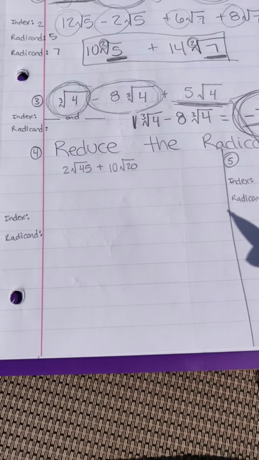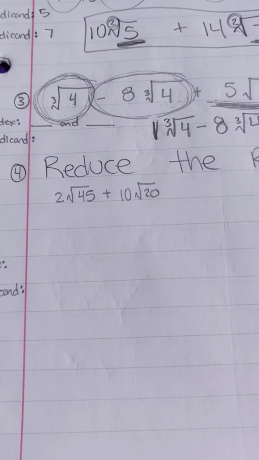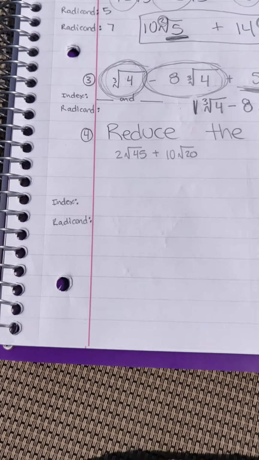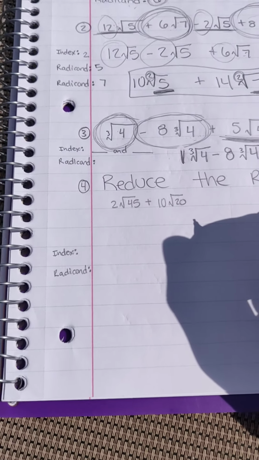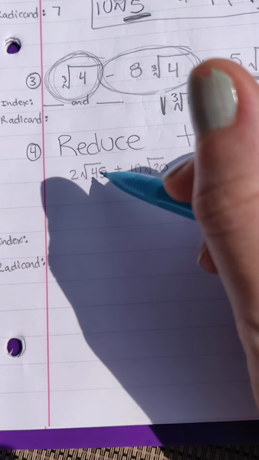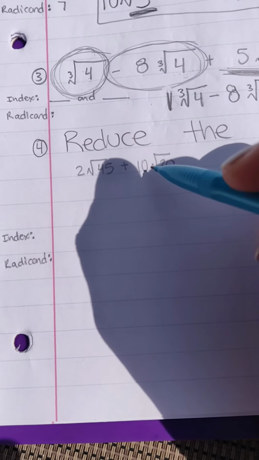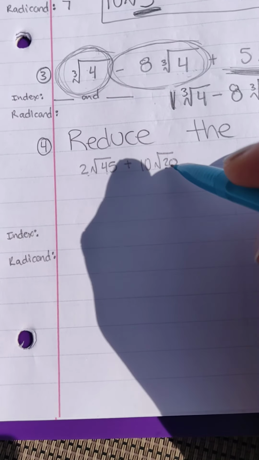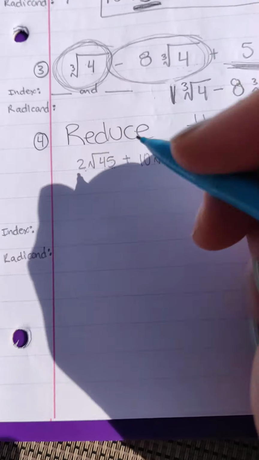So let's move on to number 4. Number 4, we have to reduce the radical first. So if I have 2 root 45 plus 10 root 20, before I can add these two, I've got to make something the same here, okay?